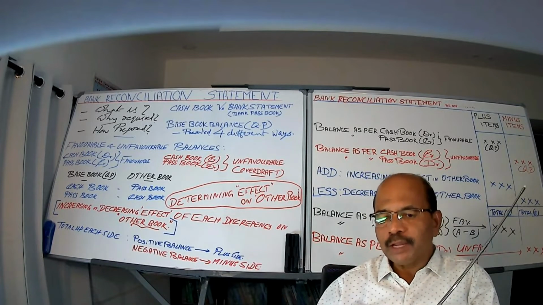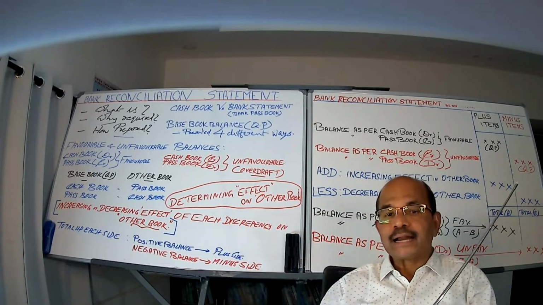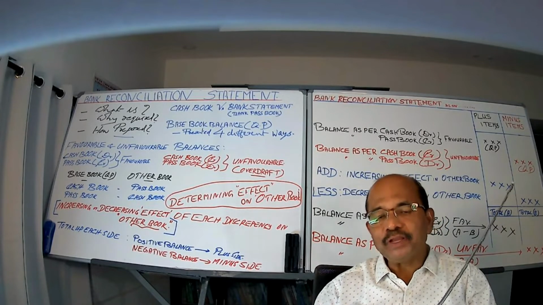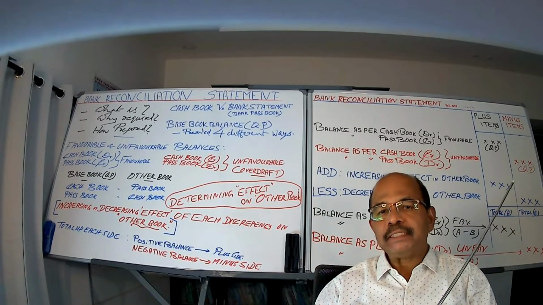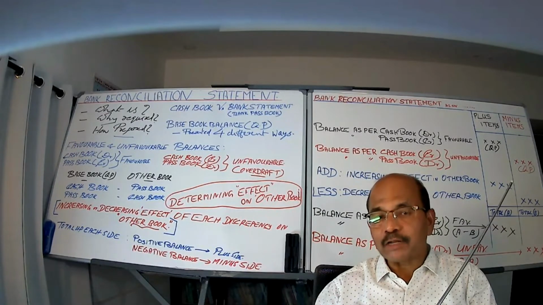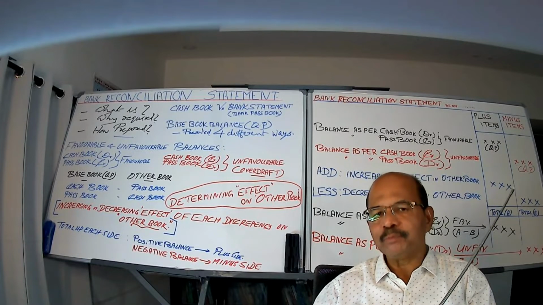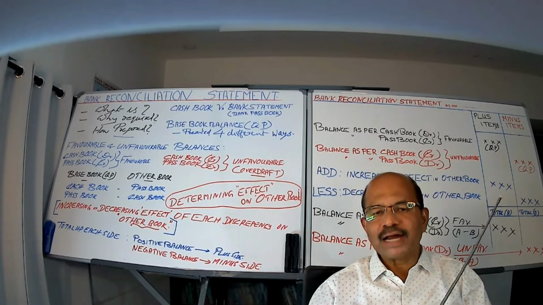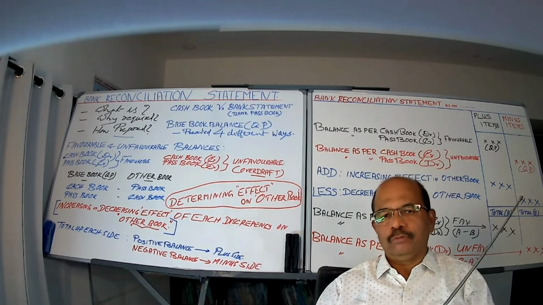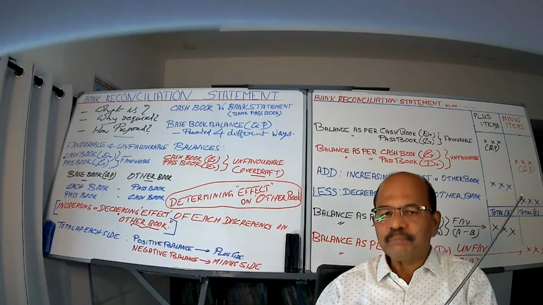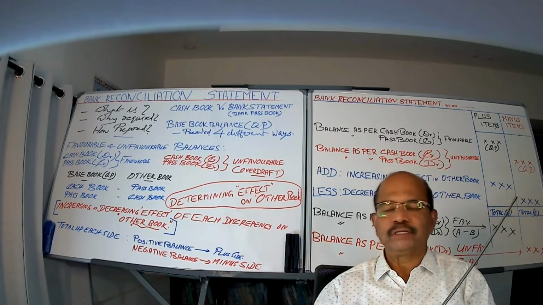Why? Because we are going to consider each and every discrepancy based on its effect on the other book only. For example, balance as per cash book is given. Immediately write inside the margin pass book, because pass book is the relevant book now. Other book is pass book. And I will pick up discrepancies one by one and see what is the effect of this discrepancy in this other book. Now, what do you mean by the effect? Effect means it may be an increasing effect or decreasing effect.